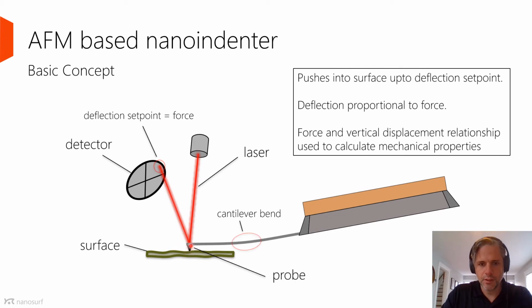surface, the cantilever will bend. This will cause the laser to deflect, and we can now measure the deflection of the cantilever, which is proportional to the force. So we can use how much we've pushed in, the vertical displacement of the cantilever, and the force, and use that relationship to determine the mechanical properties of the surface.